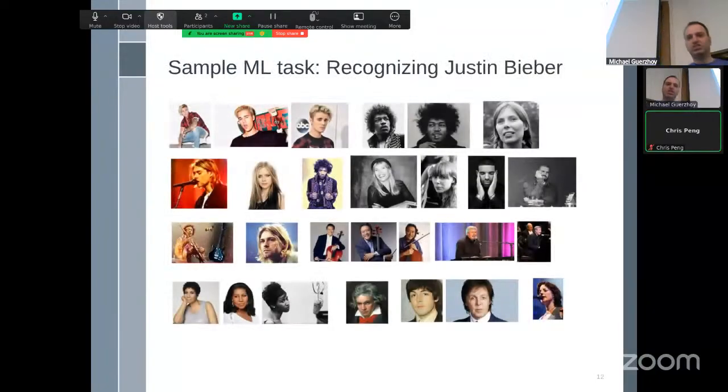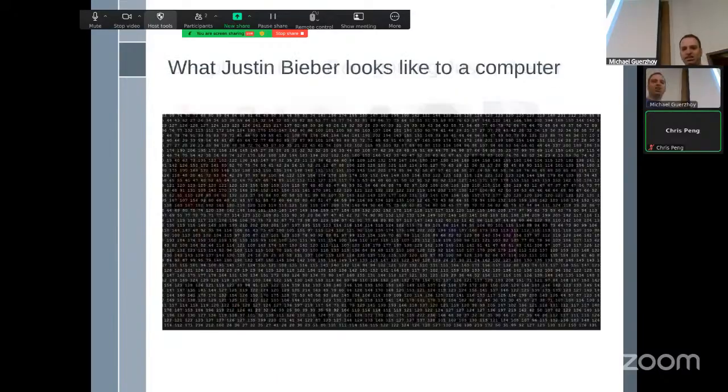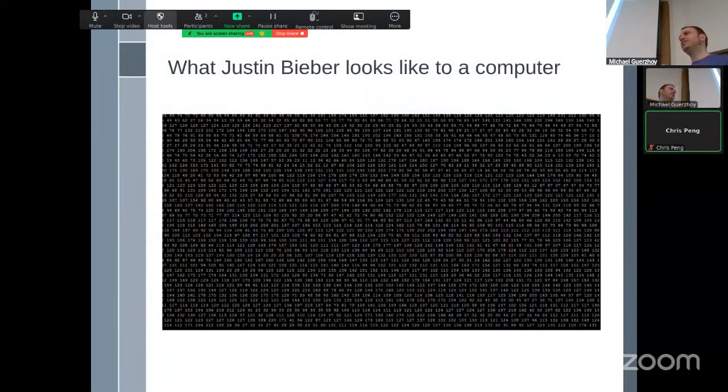So here's a concrete example. Let's say that you have a bunch of images with names attached to them. The input is the image, meaning the pixels. And the answer should be, does the image contain a picture of noted Canadian musician Justin Bieber, right? So Justin Bieber to a computer looks kind of like this, if you take the values of every pixel.